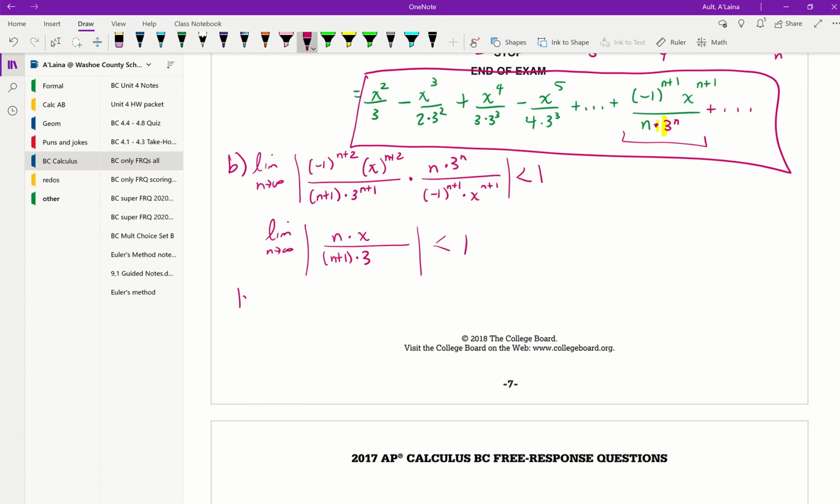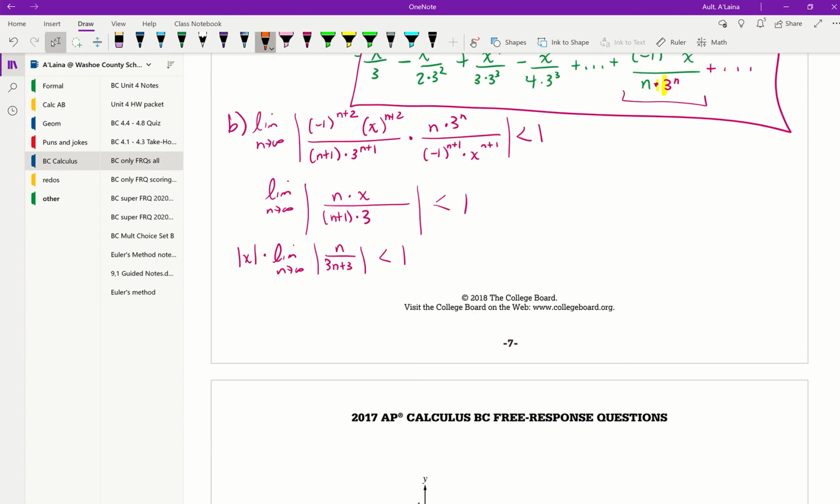Because this is a limit for n, I'll pull out x as an absolute value, and then this is the limit as n approaches infinity of the absolute value of n over, if you want, you can distribute, 3n plus 3. Now, we're doing this as a limit to infinity, so we're looking at the ratio here. These have the same coefficients, so the ratio of the coefficients is 1/3. So the absolute value of x times 1/3 is less than 1. And so the absolute value of x is less than 3, and x would be between 3 and -3. But I do need to check the endpoints.